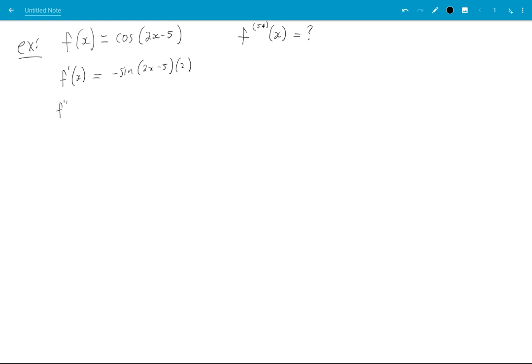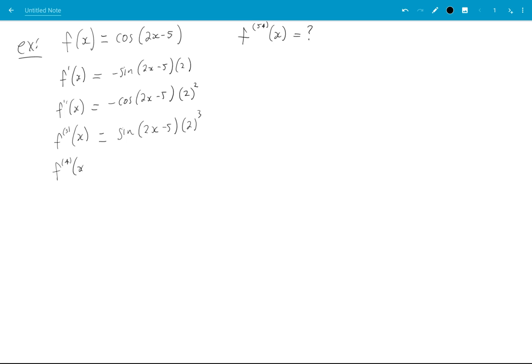Okay, f double prime of x is going to be minus cosine 2x minus 5. And I have another 2, so I'll square that 2 that was already there. Continuing, third derivative. Let's write that as a 3 exponent. Plus sine 2x minus 5, 2 cubed.